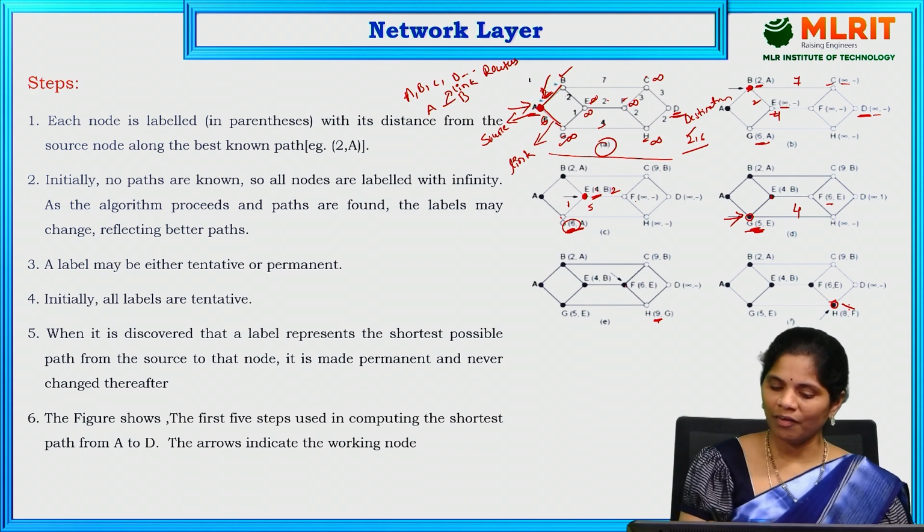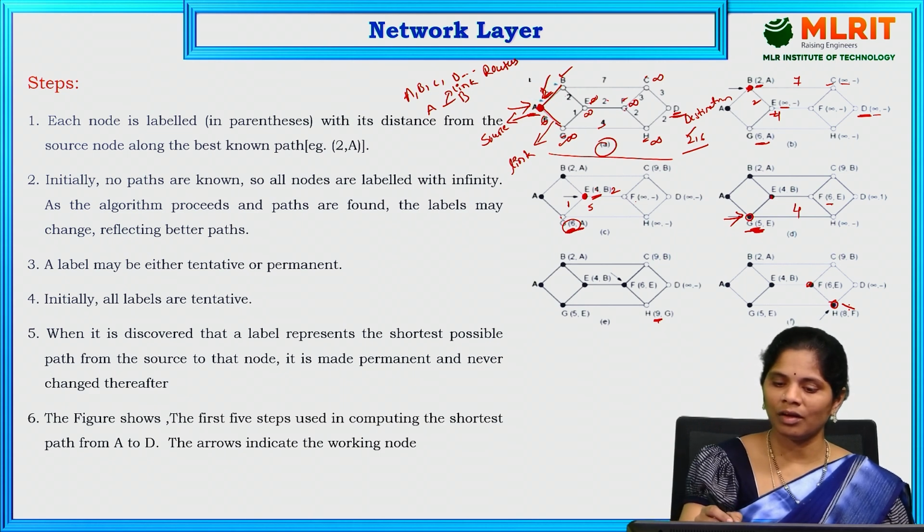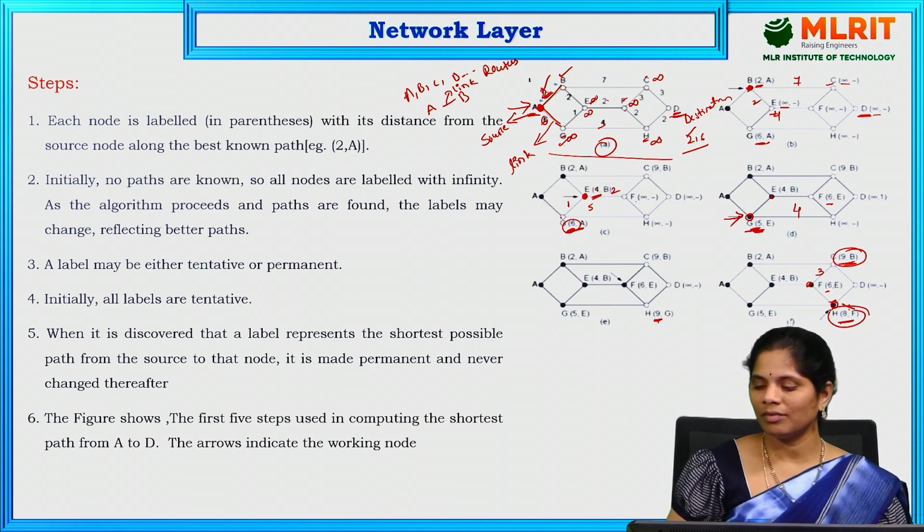So from F, we are visiting all nodes first. From H, if we go for C, what is the cost F to here? F to C is 3. F is 6, here is 3. 6 plus 3 is 9. Here is 9, here is 8. Which one is the best one from 8 and 9? That is 8 only. That's why we are taking this route.